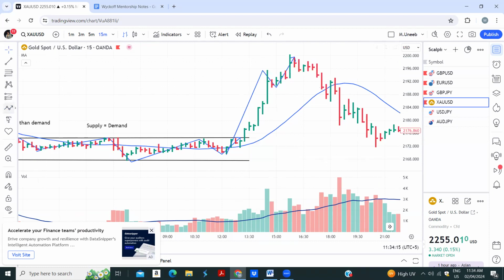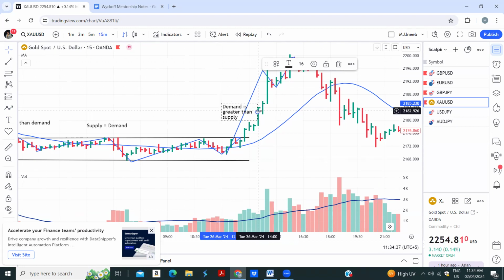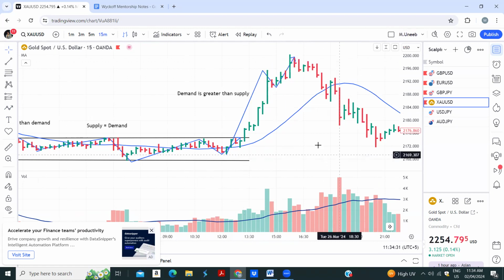Okay, here the demand is greater than supply. So the price will move in an uptrend. The price will move up. All right. Whenever the demand is greater than supply, then the price moves up.